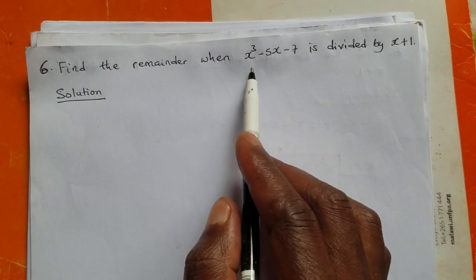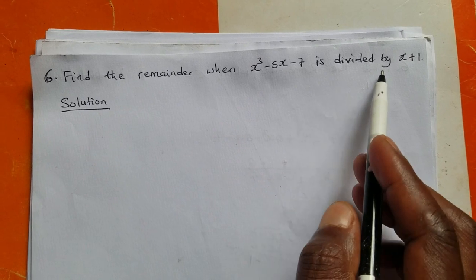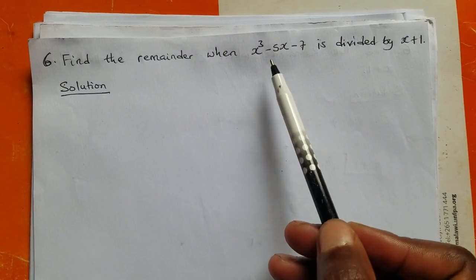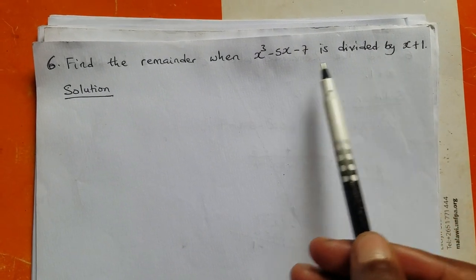Find the remainder when x cubed minus 5x minus 7 is divided by x plus 1. So this question is simple. All you have to do is to divide this equation by x plus 1.